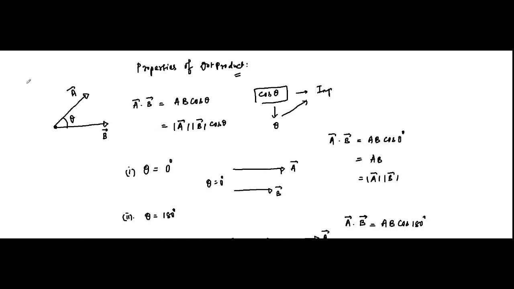Okay, so this is, let's call it, the first property related to dot product. Then another important property, so let's call it the second property.